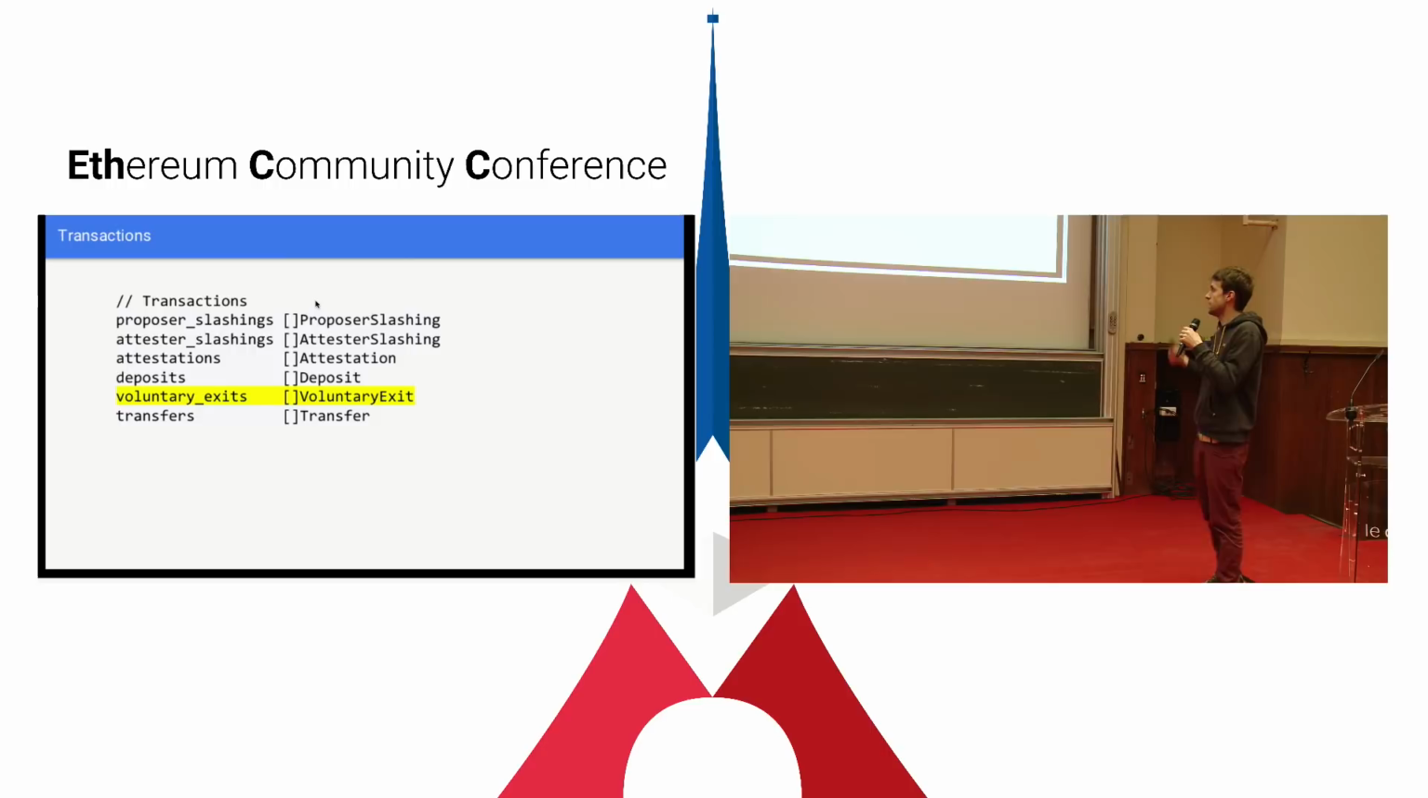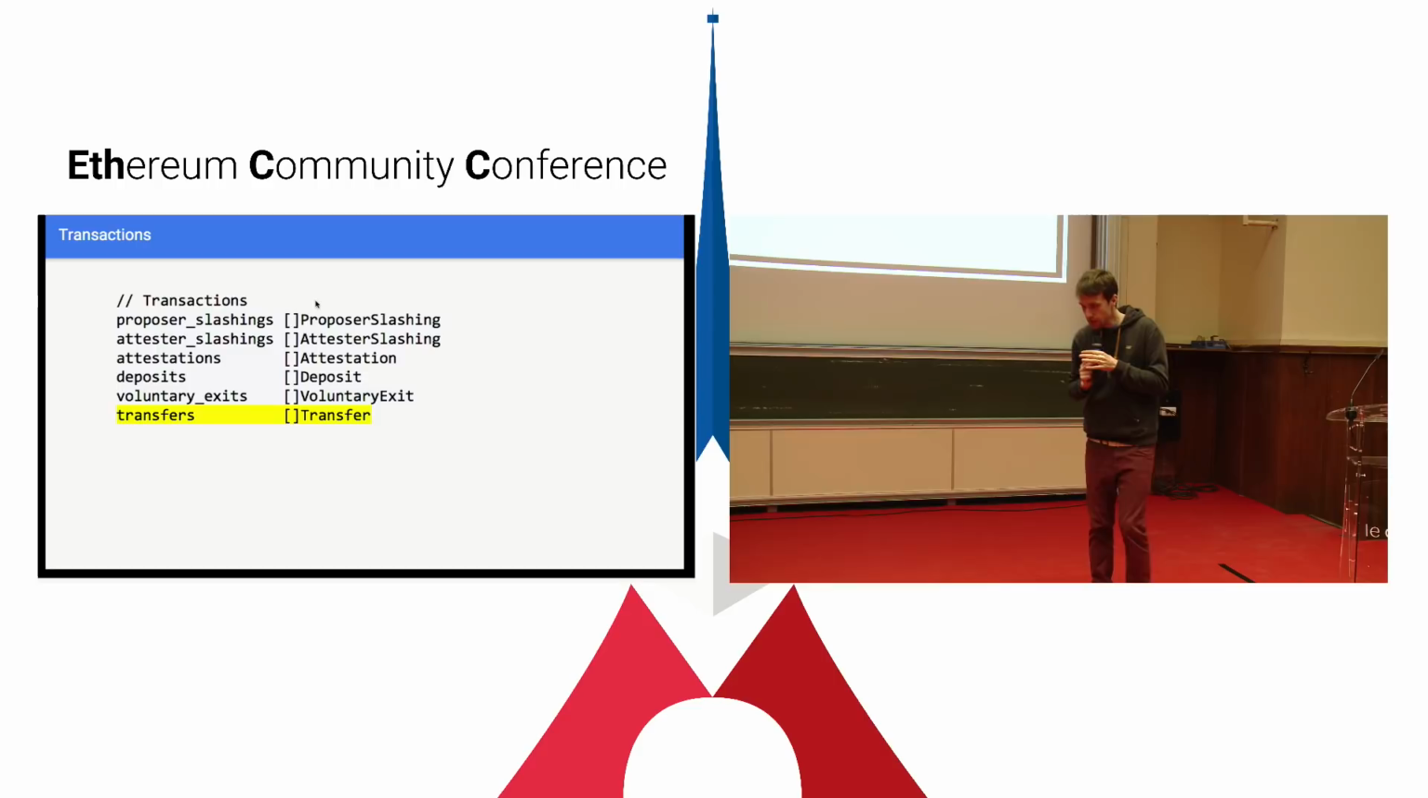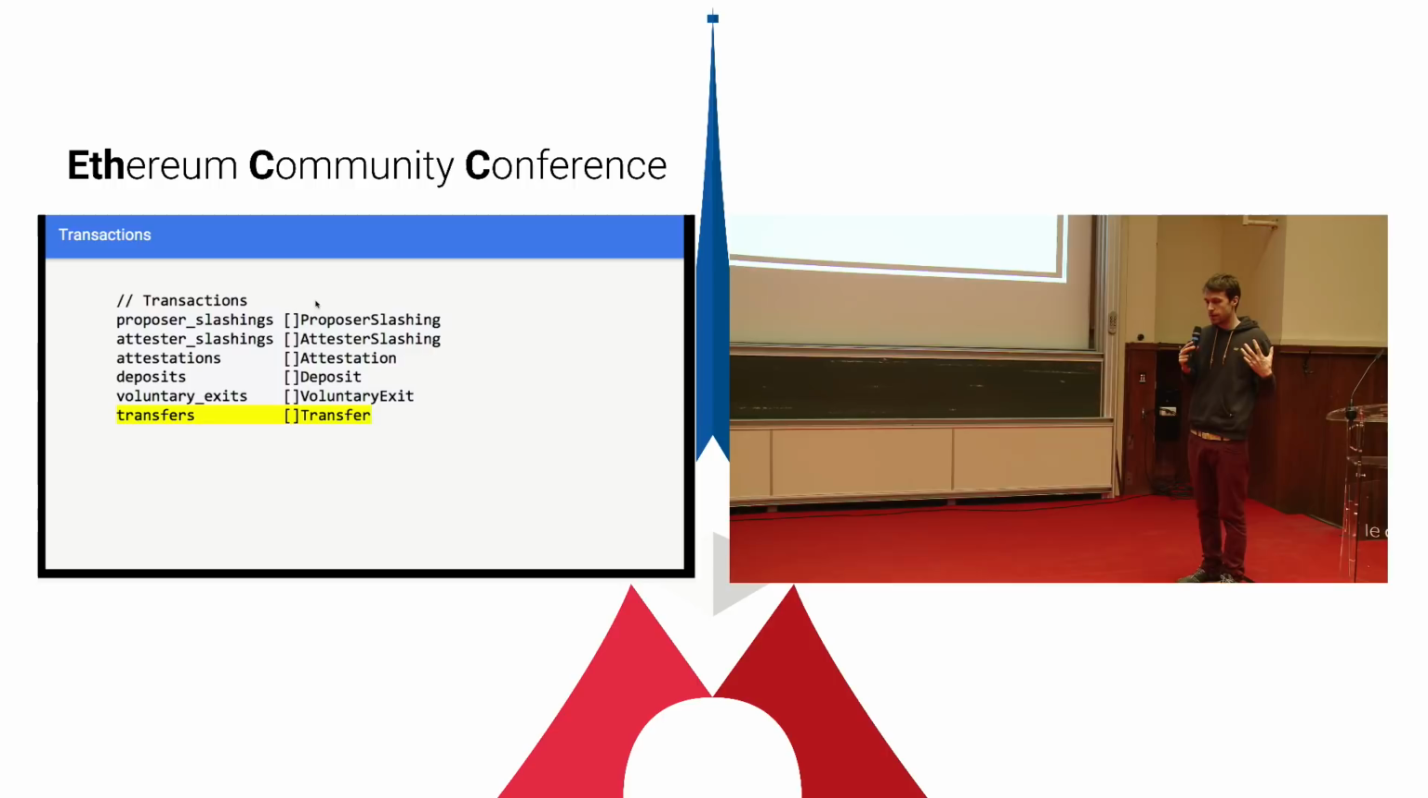And then transfers. This transfer is interesting because for phase zero, we have this one-way deposit from ETH1 to ETH2, and there's no way to bring the ETH2 back unless you sell it on an exchange. And this is precisely what transfers allow. It allows for taking your balance as a validator and sending it to another validator, and that other validator could be like an exchange, and that will make ETH2 liquid on the beacon chain before we have the shards where you will then be able to send your balance.